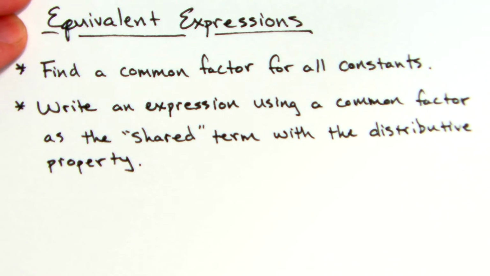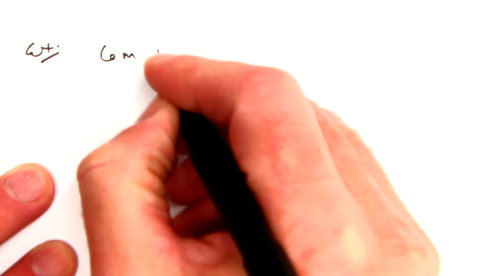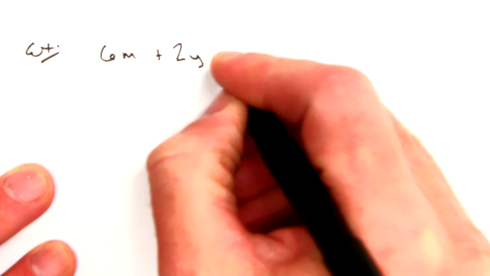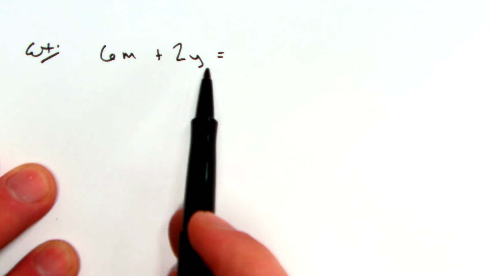All right, so that second one might seem a little bit confusing, but once we take a look at some examples, I think it'll all make sense. So let's look at our first example. Say we have the expression 6m plus 2y. Well, our constants are the 6 and the 2.